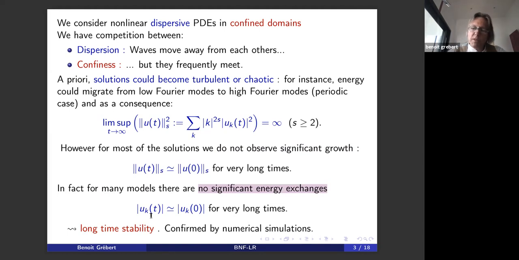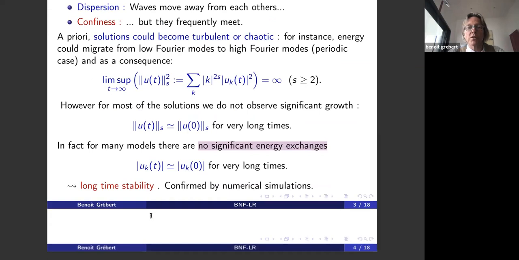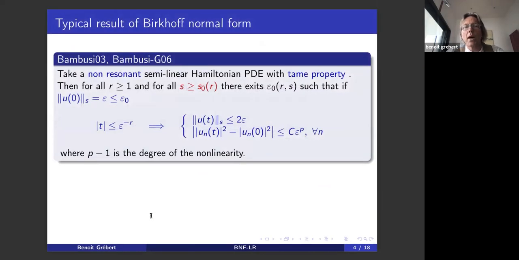Actually, the typical result we can prove, the first result maybe in that direction was the result by Dario Bambusi, and then it was a result for the wave equation, for the Klein-Gordon equation, and then Dario and I generalized it in a more general context, and this is the result I want to give you just now as an introduction. So this is not a very precise result. It's maybe something like a flavor of the result. So what is the result?